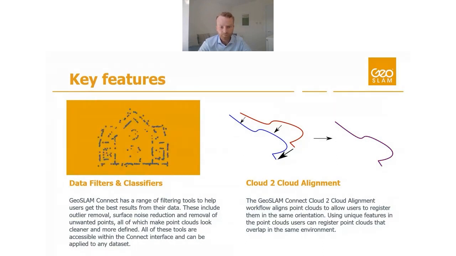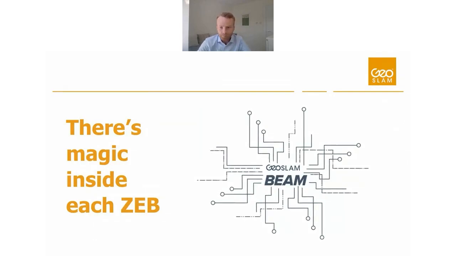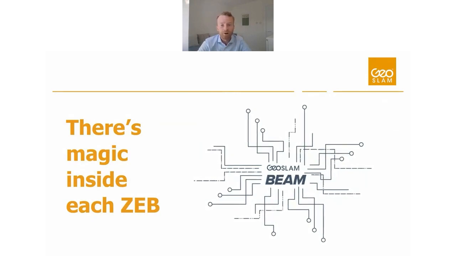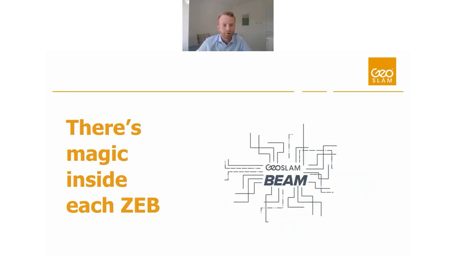filter your data. Finally, we've got a new feature called cloud-to-cloud alignment, which aligns 2 point clouds that are already in the same local coordinate system to be able to orientate the 2 point clouds together so they overlay one another. So all Connect packages come with our industry-leading SLAM, GeoSLAM Beam, and this ensures that all of our hardware captures produce survey-grade results from GeoSLAM Connect using our SLAM algorithm.